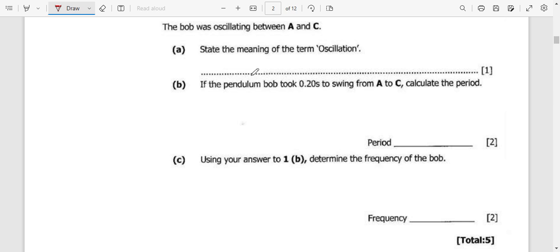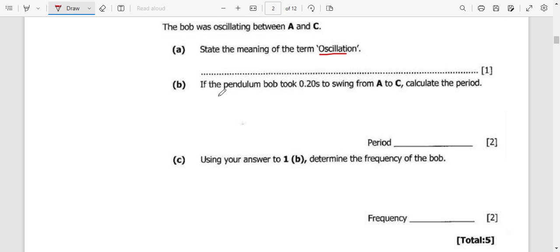So state the meaning of the term oscillation. To oscillate is simply to swing forth and back, right? That is oscillation. So whatsoever way you can put it, the movement of the bulb to and fro, that is oscillation.